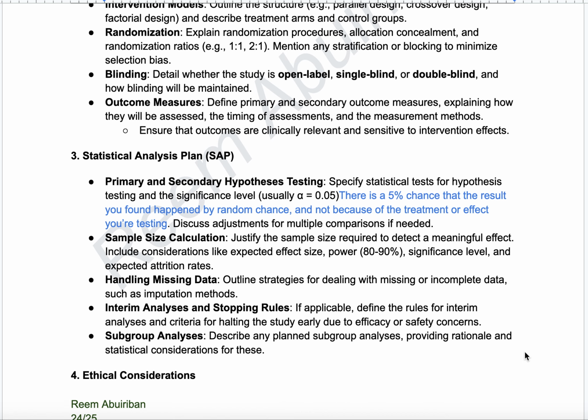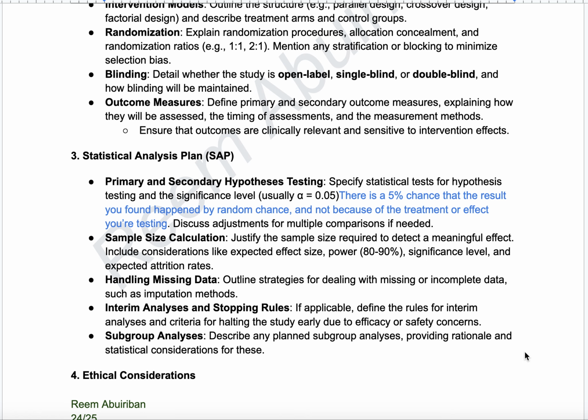Third, the statistical analysis plan. Primary and secondary hypothesis testing: specify the statistical test for hypothesis testing and the significance level. A 5% level means there is a 5% chance that the result you found happened by random chance and not because of the treatment or effect you are testing. So discuss the adjustment for multiple comparisons if needed.